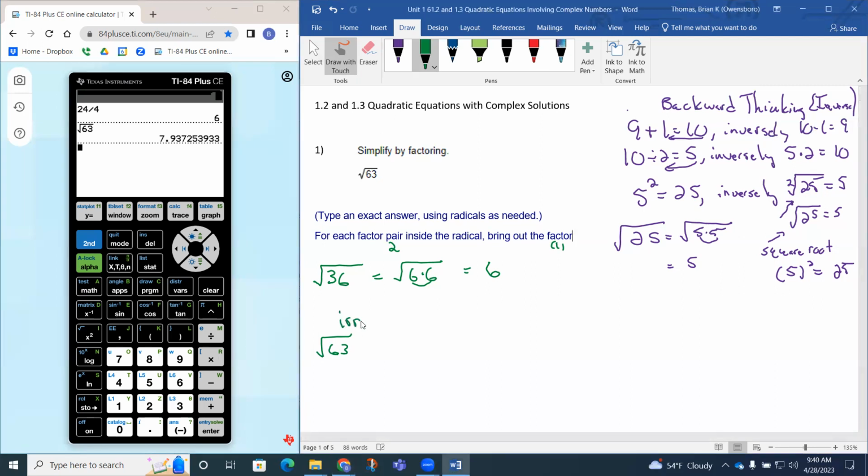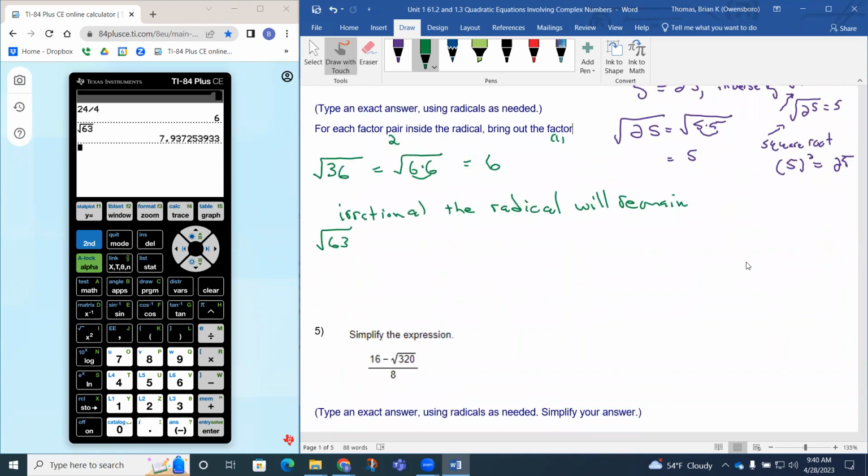So numbers like this are going to be described as irrational. For irrational numbers, the radical will stay in the problem. The radical will remain. And we call these irrational numbers. Now, the strategy to do this is I can take the square root of 63 by doing a prime factorization. Remember, my prime numbers are 2, 3, 5, 7, 11, sometimes 13.